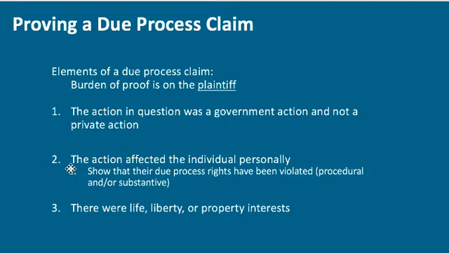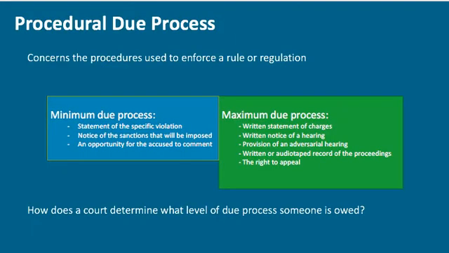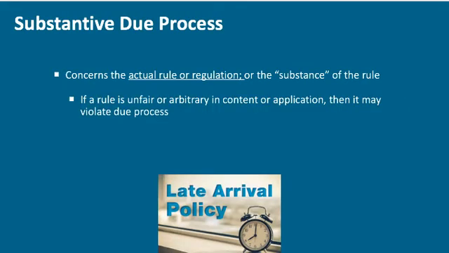Okay, element 2, the plaintiff has to be able to prove that the action affected them personally, right? Another way of saying this is basically they have to be able to show that their due process rights have somehow been violated, right? And they do that by either showing that their procedural due process rights or their substantive due process rights have been infringed upon. So we've already covered those. So we know that basically the plaintiff just either has to show that they were not given proper procedures in their case, or they have to be able to point to the actual policy or the implementation of that policy and show that there was an issue of fairness, right, in terms of how that was applied.